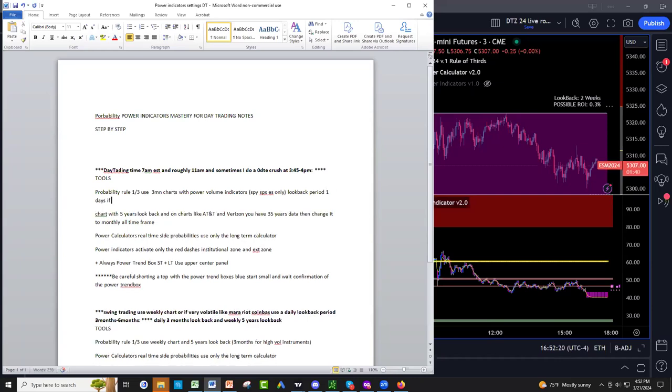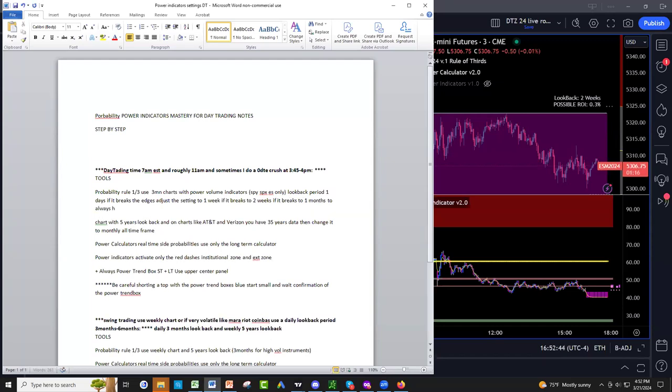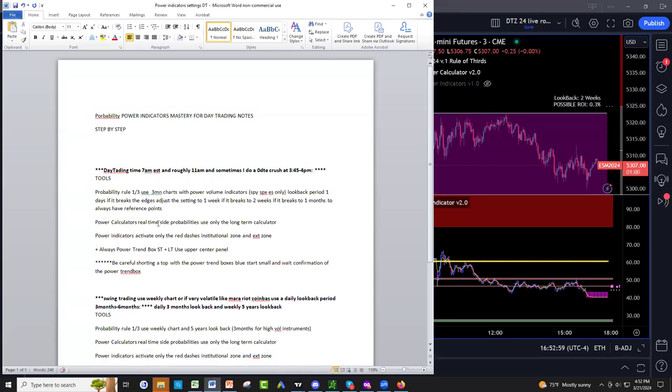1 day, if it breaks the edges, adjust the setting to 1 week. You know, it's like a Russian doll. If it breaks, to 2 weeks. If it breaks, to 1 month, to always have reference points. Most of the time, it's going to stay within the boxes. Probability power calculator real time, but you use the short-term calculator this time. Short-term calculator. You still have to have an eye on the long-term.